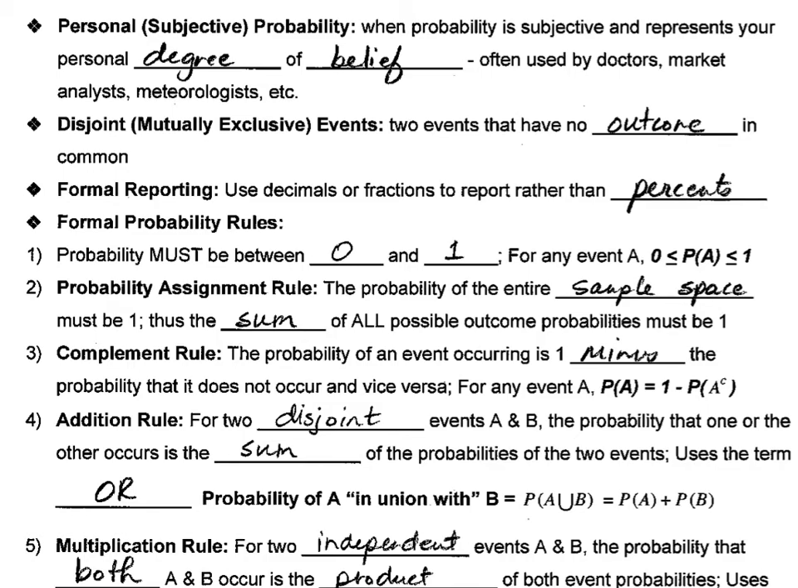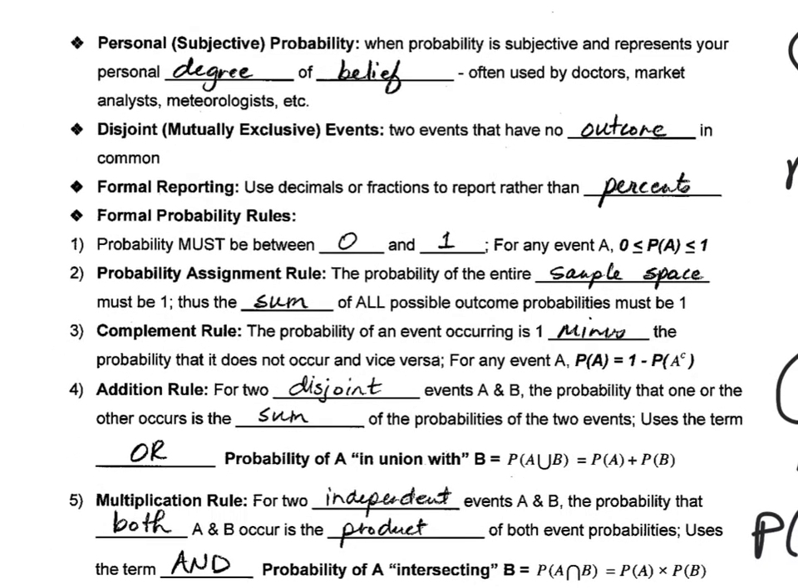Formal probability rules. And this is important stuff, and we've talked about this before. Probability must always be between 0 and 1 for any event. So you'll see it written like this in this notation right here. For any event A, the probability that something occurs has to be between 0 and 1. If it's not between 0 and 1, it's not true probability. Okay, the probability assignment rule.